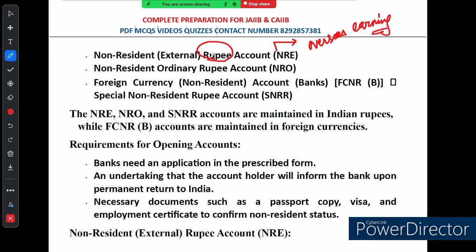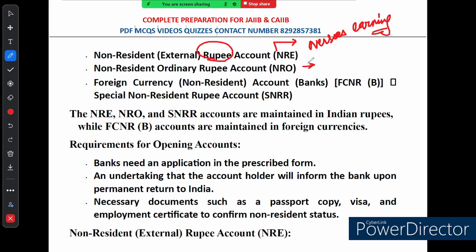It is mainly for depositing income earned outside India. The account is maintained in Indian rupees, and the money in NRE account can be freely transferred back to the country where the NRI resides without any restriction. And the tax benefit is that interest earned on the NRE account is tax free in India. So if you are earning abroad and want to save money in India without worrying about tax deduction, NRE account is a great option.